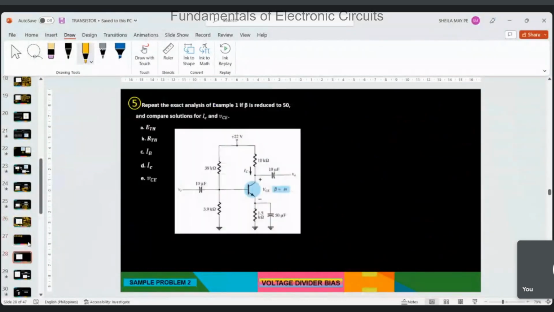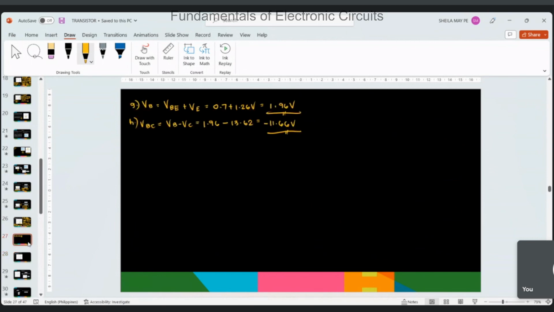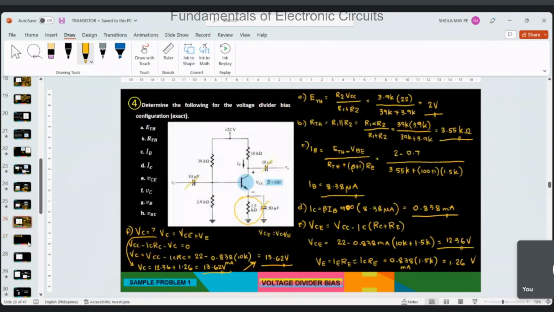Now, moving forward, we have here: repeat the exact analysis of example number 1 if beta is reduced to 50 and compare solutions for IC and VCE. Of our IC and VCE.